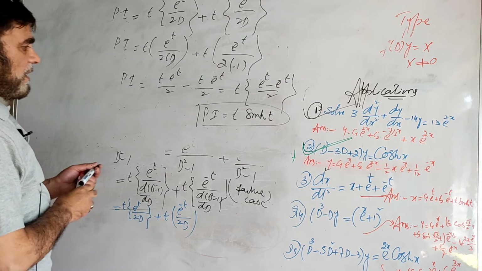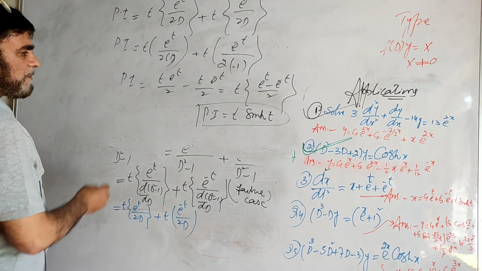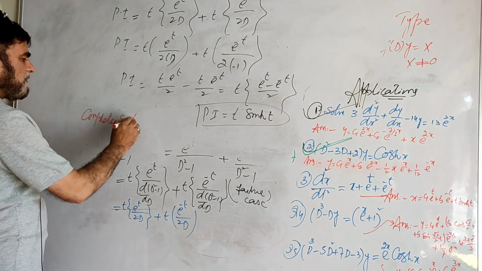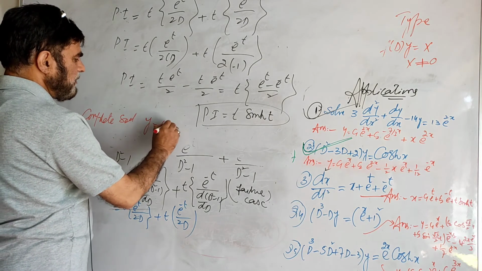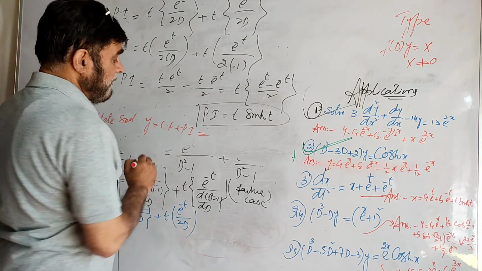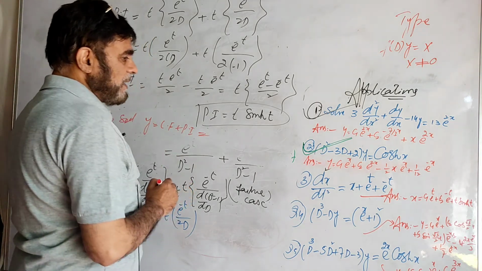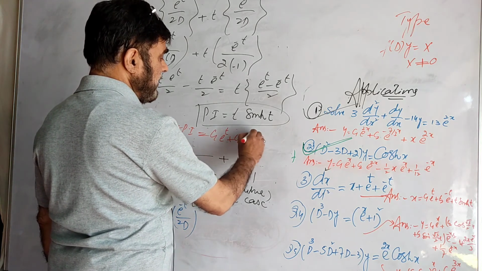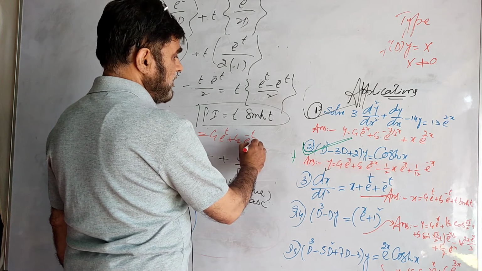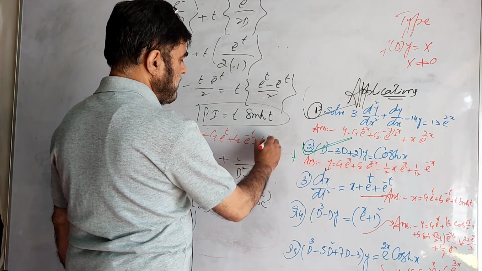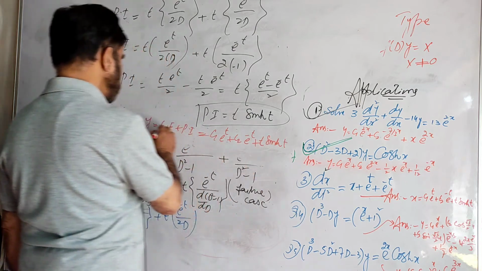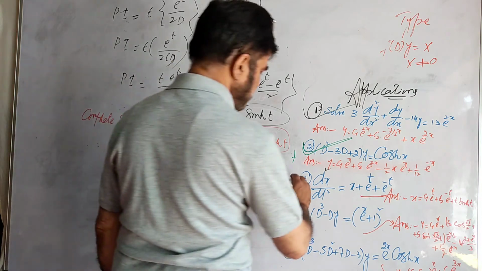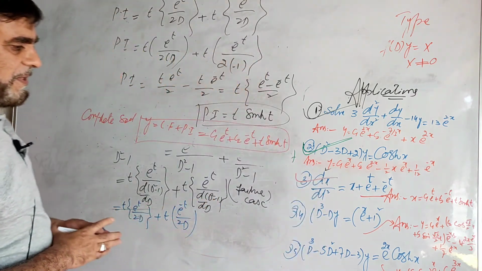So what is the complete solution? The complete solution is given by y equals complementary function plus particular integral. What was your complementary function? You found it: c1 e raised power t plus c2 e raised power minus t, then plus t sinh t. This is the solution of problem number three. This was the third we did.